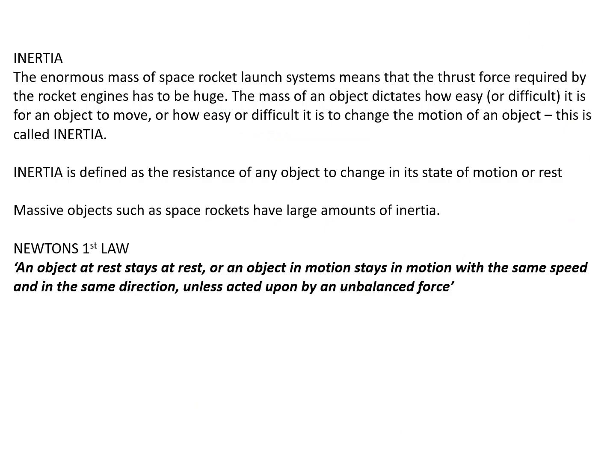Now I've got a little section here about inertia, which is a word that's in some exam boards. Inertia is defined as the resistance of any object to its change in its state of motion or rest. So large mass objects have got lots of inertia. There's an example here talking about the enormous mass of a space rocket system means that the thrust force required by the engines has to be huge. The mass of an object dictates how easy or difficult it is for the object to move, and that's called its inertia. And there's a little bit of a recap there of Newton's first law.